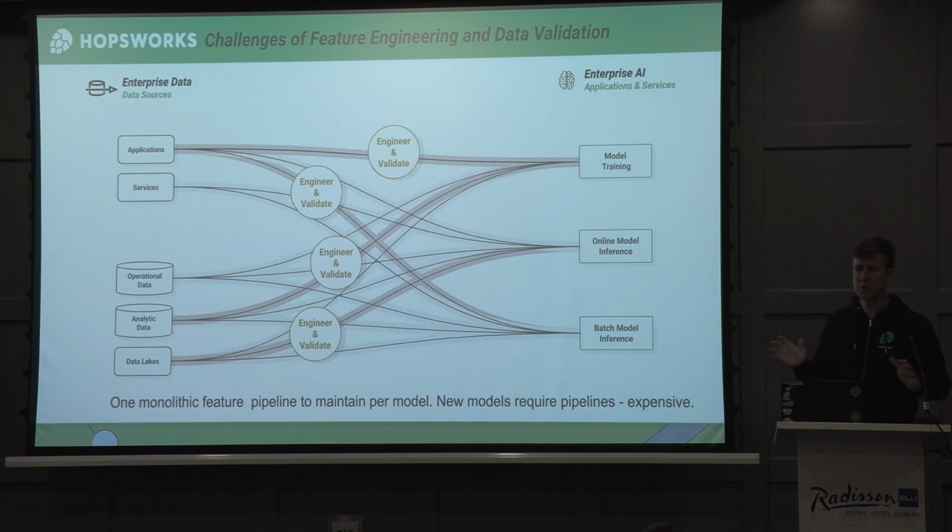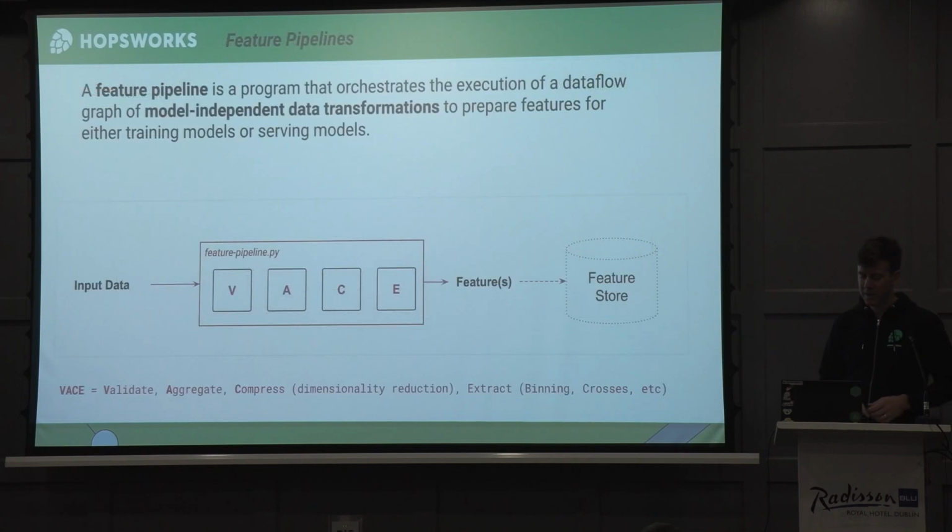Now, that seems okay. You're thinking, okay, I'm deploying 10 models, we're fine. But large enterprises that we work with, they deploy thousands of models, not just one or two. And thousands of pipelines pretty quickly becomes unmaintainable. So this feature pipeline, which creates the features both for training and serving, it's basically a program. And typically it's Python, so it's going to be a Python program.